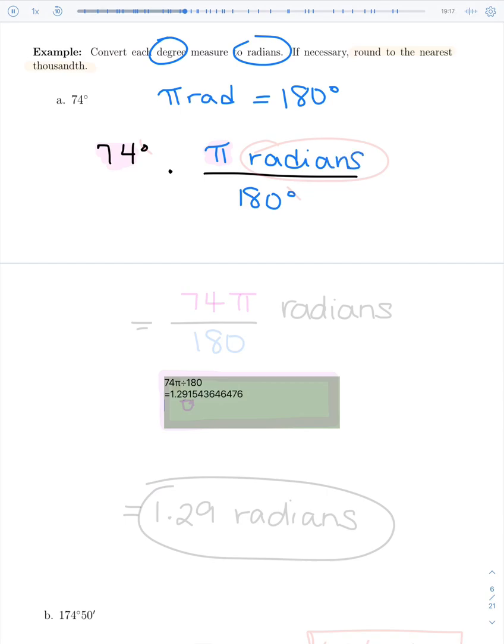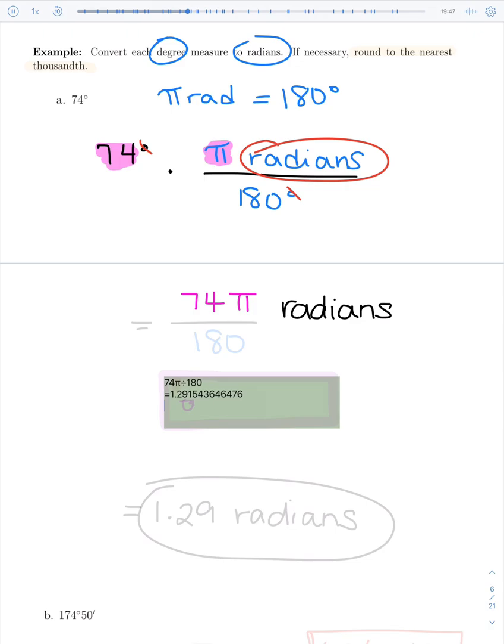And what that will do is then cancel out the degrees and leave our final answer in radians. So let's see what this does for us. On top, we've got the 74 times the pi. So on top, we'll have 74 pi. And we do have our radians there. We can put them off to the side too. It doesn't matter if it is written on top or off to the side.